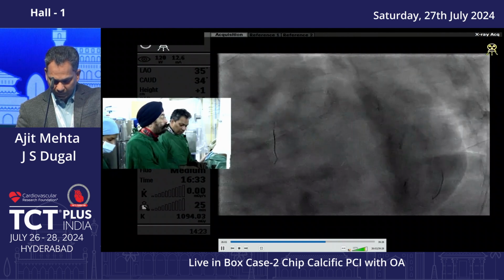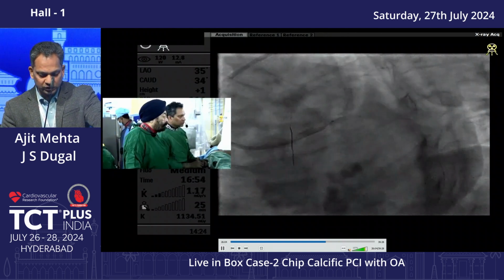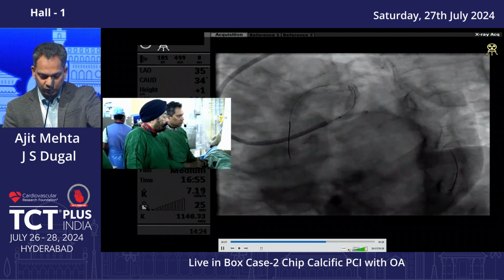Give me contrast, please. So this is a 3.5 by 12 of 15 balloon.